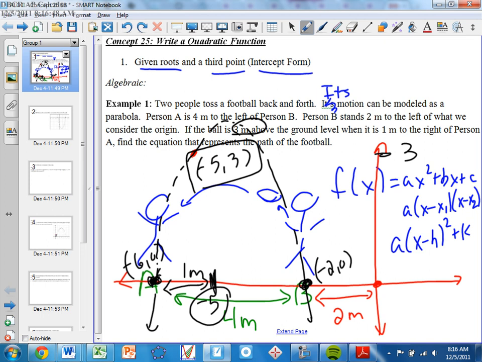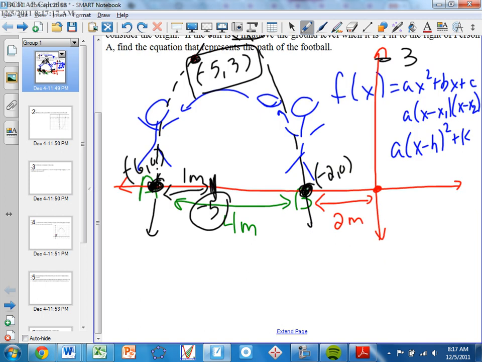There's that third point. So if we go back to the beginning of this lesson, we see, given the roots and a third point, well, clearly we have one root at negative 6, 0. We have another root at negative 2, 0. And we have a third point at negative 5, 3. So now we have 2 roots and we have a third point. Based on this data, what we want to do is figure out what the function is that represents this. Can somebody give me a suggestion of what I can do next?